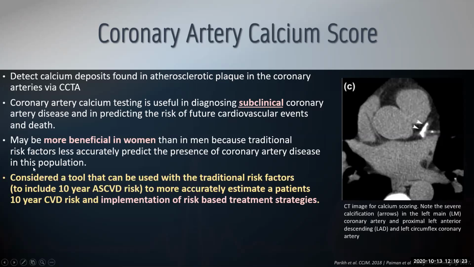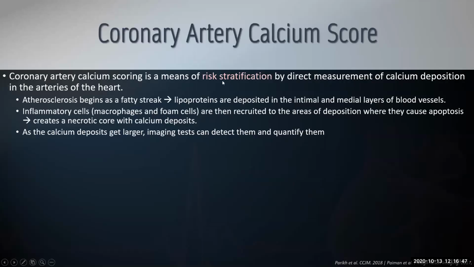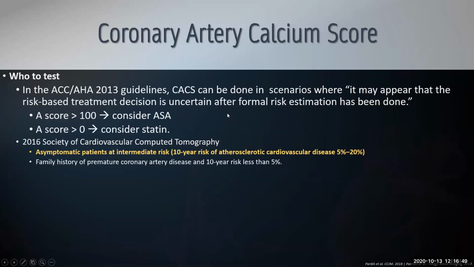So this last sentence or paragraph is the most important one. It's a tool for traditional risk factors, such as that 10-year ASCVD risk, to more accurately estimate risk in our patients that already have a 10-year risk that we've calculated, so we can implement some risk-based strategies, whether it's aspirin, statin, or both. So that is the intent of this: it is for subclinical patients, patients that do not necessarily present with the same symptoms, but we're doing it from a risk stratification standpoint.